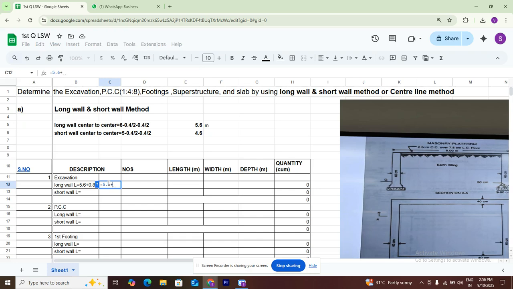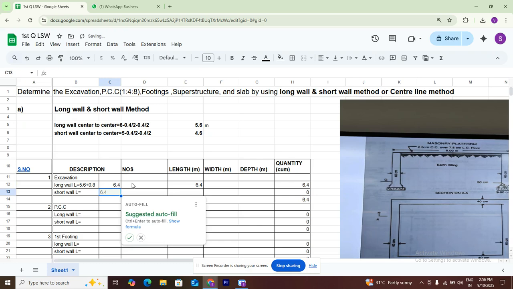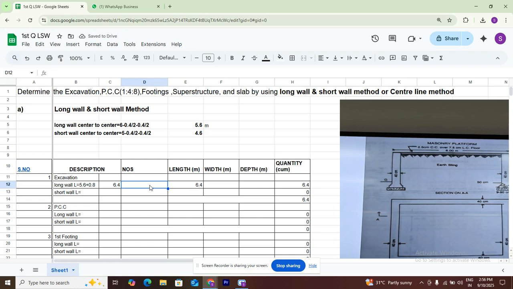5.6 plus 0.8 is 6.4, which is the length. The number of long walls is two, so we need to consider two long walls.